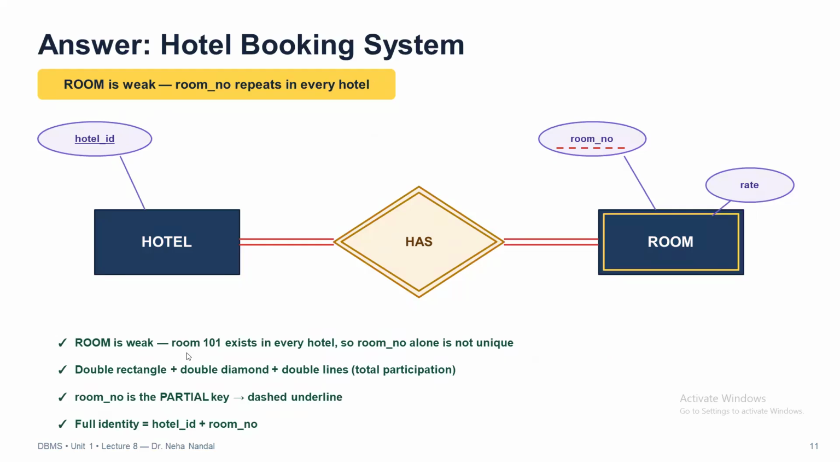Here is the answer. Room is your weak entity. I hope you got it right. And its room number will become your partial key. The identifying relationship will be represented with a double diamond. Hotel has rooms, and hotel will have the main primary key. This room is completely dependent on the hotel, so this room number cannot exist without the hotel. Great. I hope you got the answer.